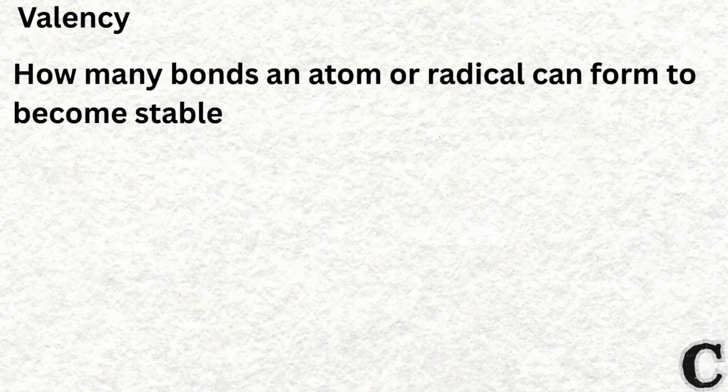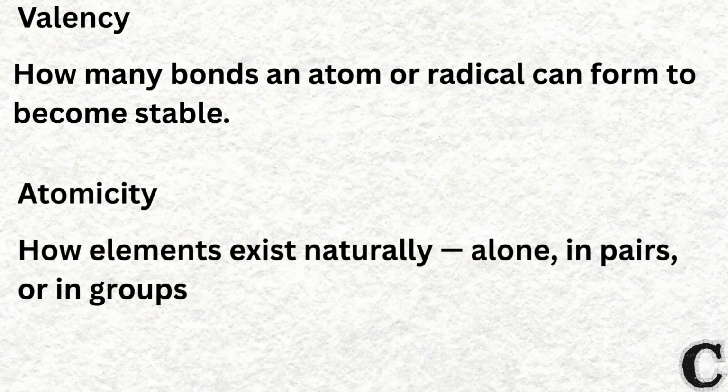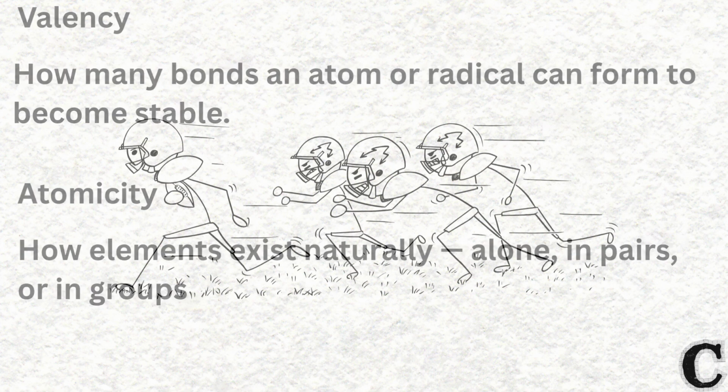So what do these 2 terms really tell us? Valency equals how many bonds an atom or radical can form to become stable. It helps us write chemical formulas. Atomicity equals how many atoms of an element naturally stick together. It helps us write molecular formulas of elements. We need both valency and atomicity because they answer completely different questions in chemistry.